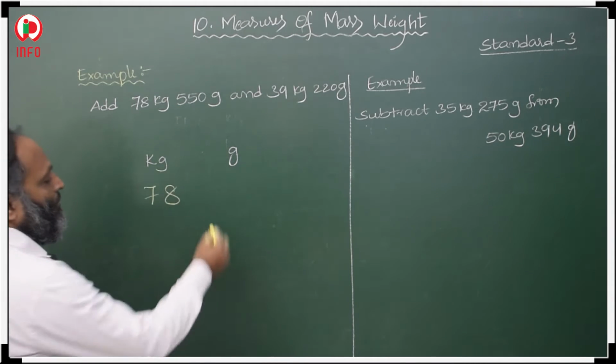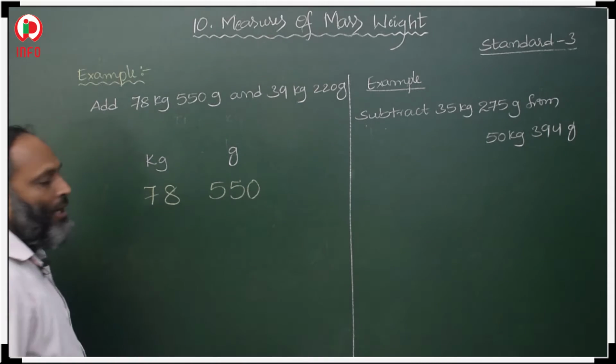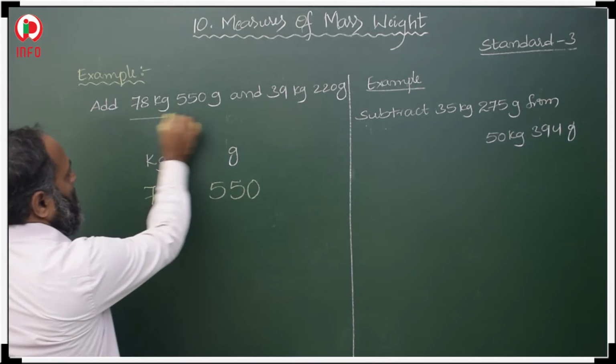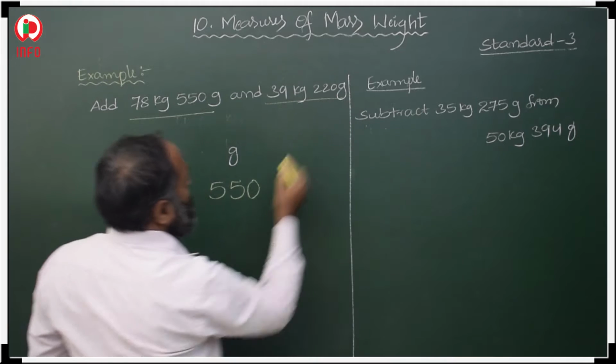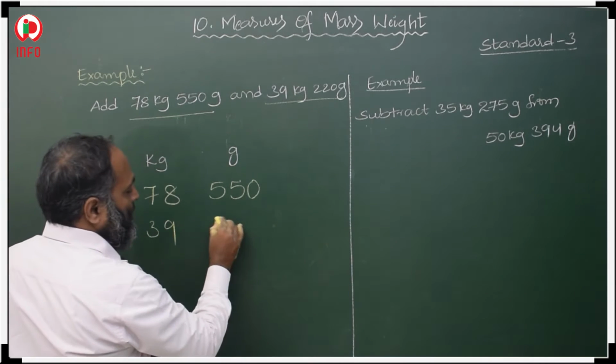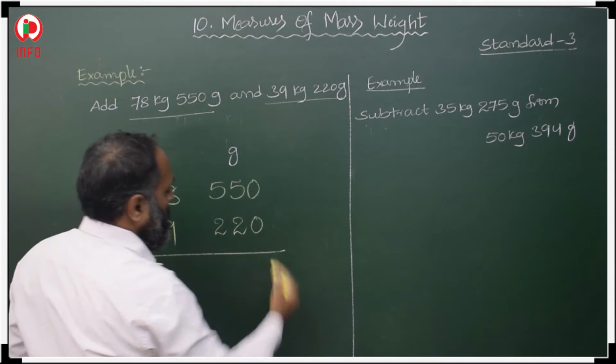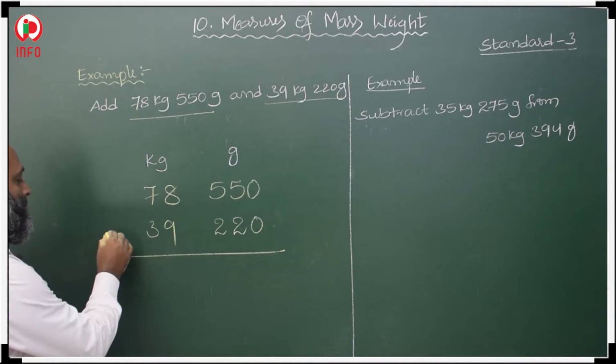And 550 we have to take in grams. This first one is over. The second one, 39 kgs, and 220 in the grams place. Now add. Addition.